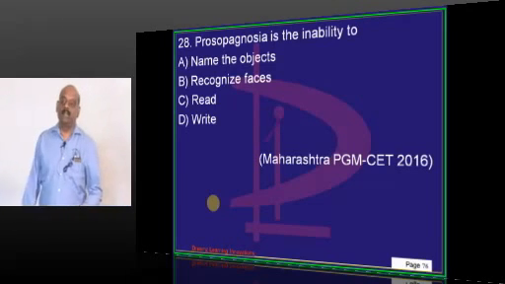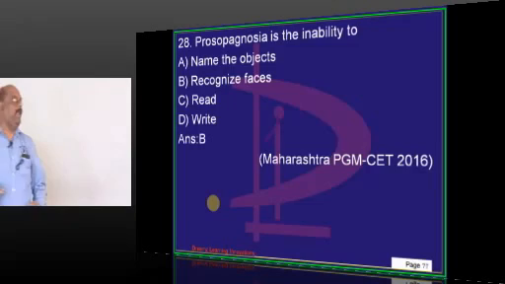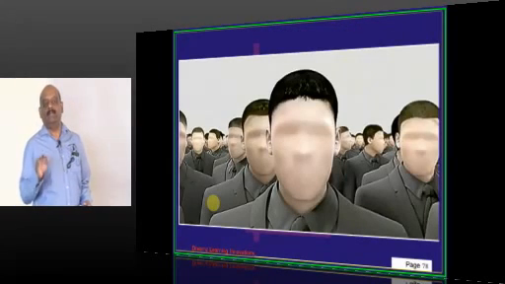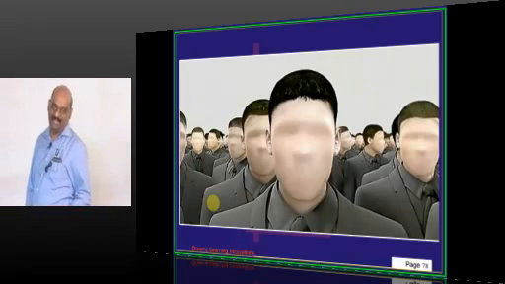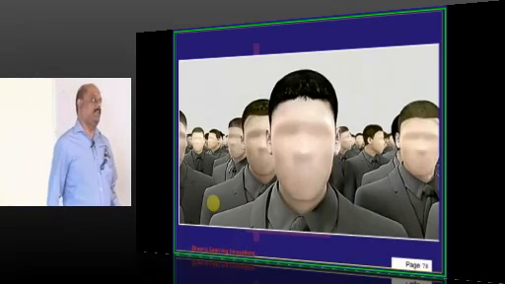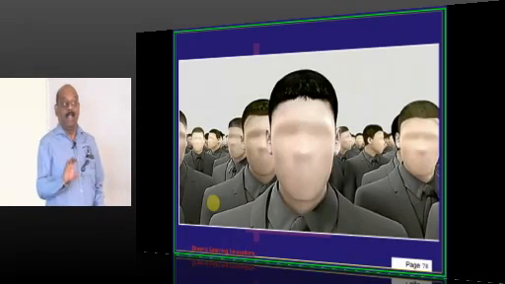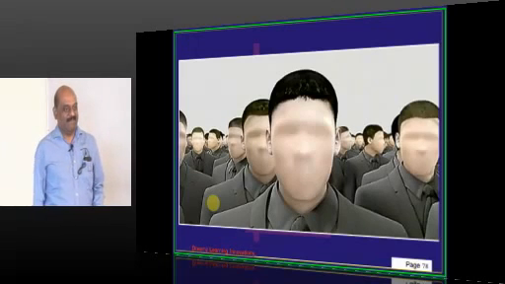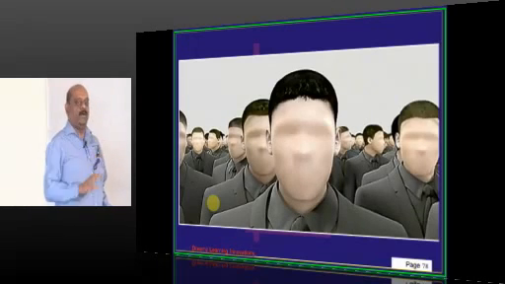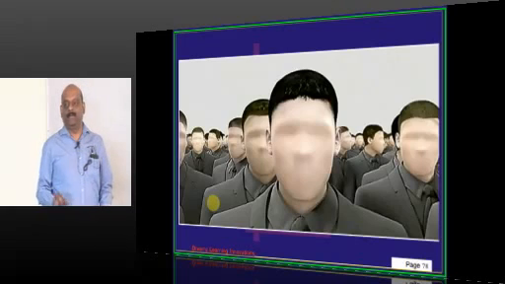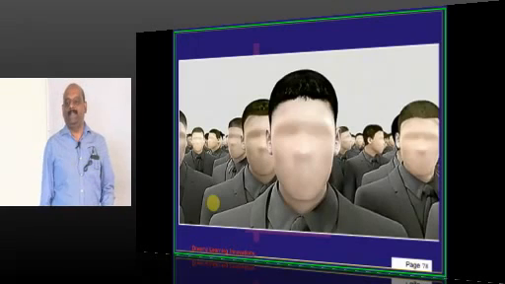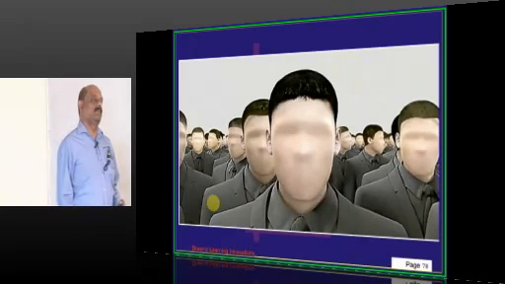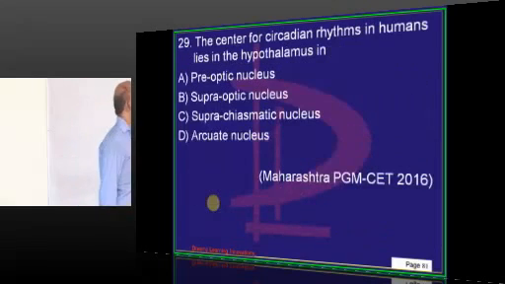Prosopagnosia is what? It is an inability to recognize faces. Which lobe of the brain is involved? The angular gyrus is associated with it. Once more, what is the high yield topic? Lobar functions in physiology. Frontal lobe, parietal lobe, what is Balint syndrome, what is Gerstmann syndrome, which is dominant, which is non-dominant, everything you must master. One question on lobar functions.